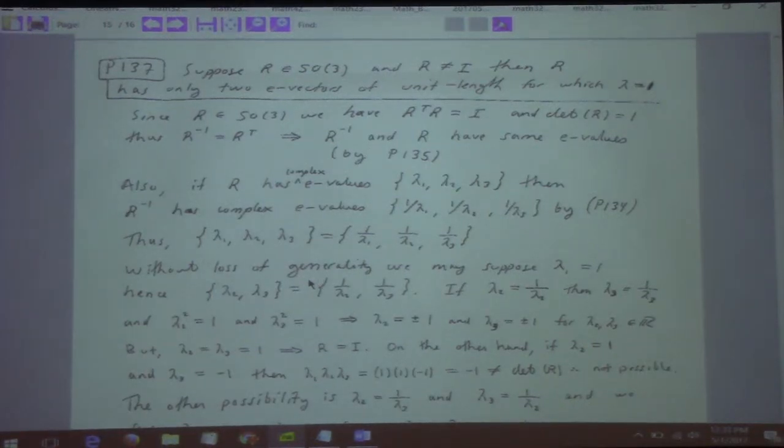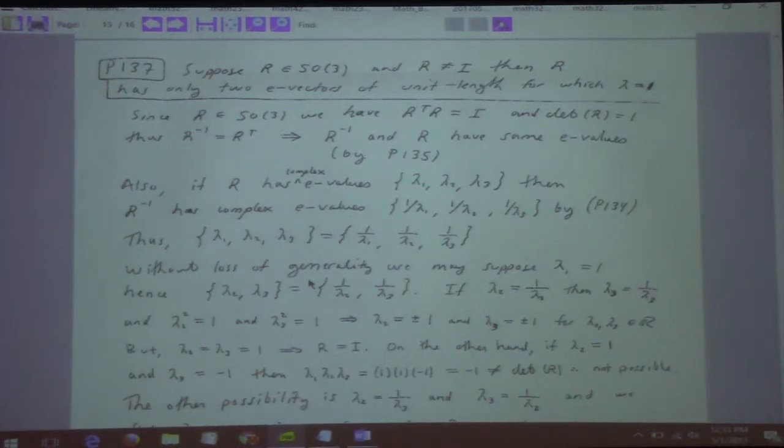So without loss of generality, you can suppose that lambda 1 equals 1. I mean, that is always an eigenvalue. If you look at the characteristic equation, we always have lambda equals 1 as one of the solutions, right? Then the question is, what happens to 2 and 3? Well, the set of eigenvalues, lambda 2 and lambda 3, have to be equal to 1 over lambda 2, 1 over lambda 3.